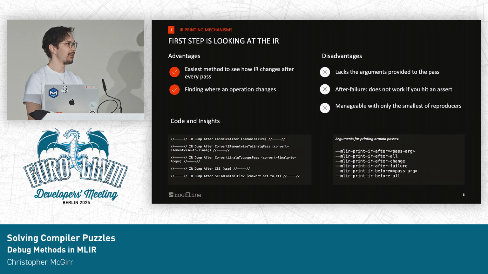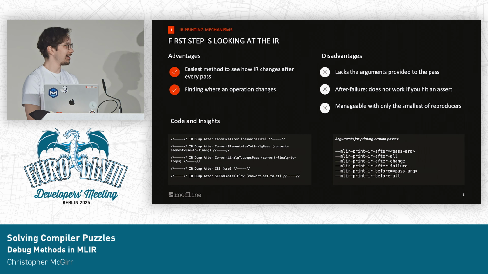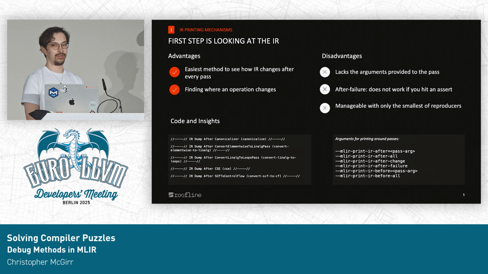Also, one thing to note, if your failure is like a hard failure, like a seg fault or an assert, the print after failure doesn't quite work. It doesn't get to the printing mechanism, unfortunately. And it's really only usable if you have a small reproducer. So if you're working with a large model like Llama 3.2, that's a lot of text that'll be printing out to your terminal.